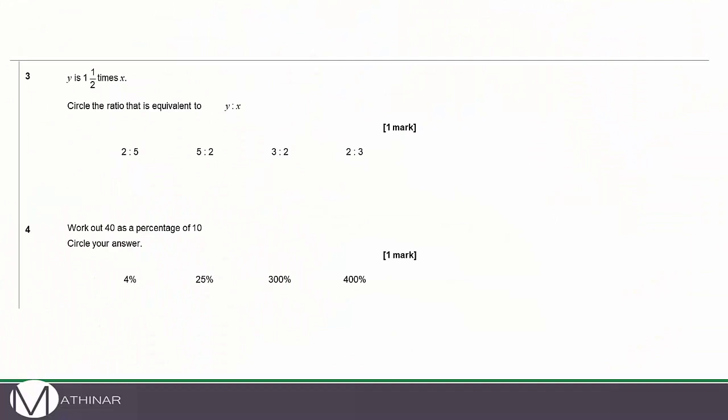Question number 3. y is 1.5 times x. Circle the ratio that is equivalent to y to x. So y is equal to 1.5 times x. So what we want to do here is we can write this as a fraction. So y divided by x is 1.5.